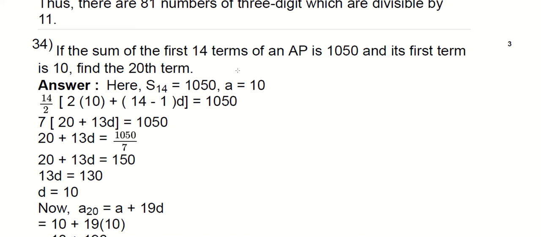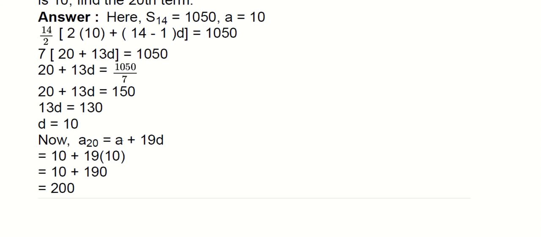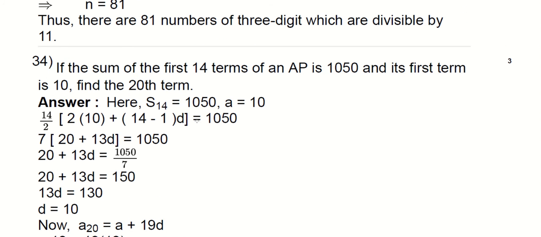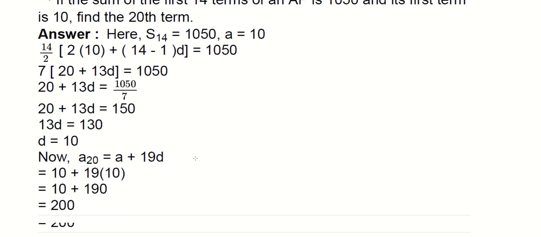The sum of the first 14 terms of an AP is 1050, its first term is 10, and they are asking the 20th term. S14 is given, and the Sn formula is n by 2 into 2a plus n minus 1 d. Substitute all the values, just cross multiply and simplify. So you get the d value. After the d value, they are asking the 20th term, an formula a plus n minus 1 d, then substitute and you are done.